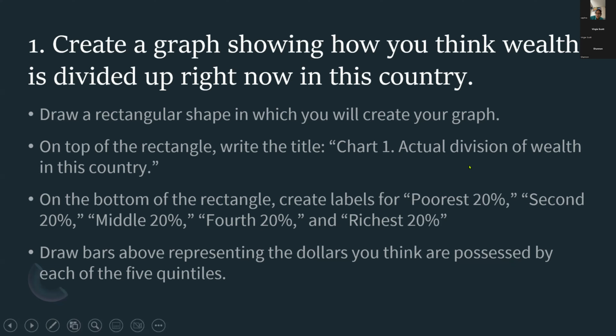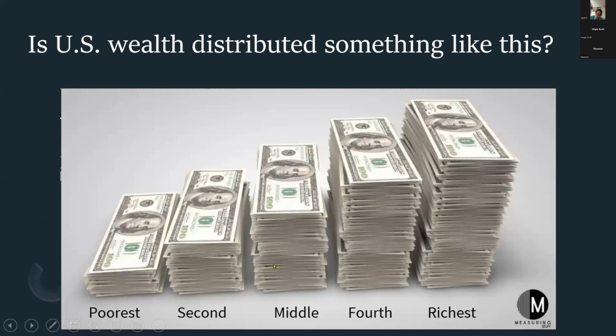Okay, so this is the instructions more specifically. You're going to draw this rectangular shape for your graph. On the top of the rectangle, you're going to give it a title. So you can copy this down: Chart 1, actual division of wealth in this country. Then you're going to create these labels, and then you're going to draw the bars. And so in the end, it'll look something like this one, whatever you think it looks like though. Okay, so these are just 2 examples of what this might be.